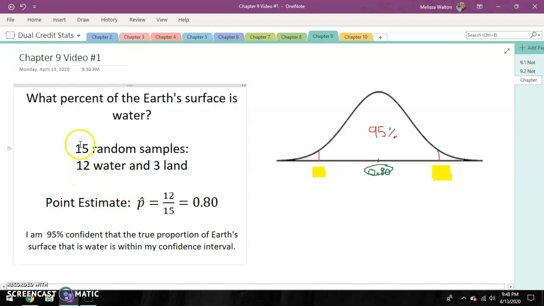I had 12 out of 15 that were water, so 12 out of 15 is 80%. That's my guess. Now, most of the time, we're not just going to report one guess, we're going to report a range of guesses. And typically 95% is our usual confidence level. So by saying, I am 95% confident that somewhere between 60% and 100% of the Earth's surface is water, we'll talk about how to actually get those. However, that will give us a range of values that we are confident in. Now, the more things we sample, the more accurate this is going to be. And also, you can change your value of confidence.